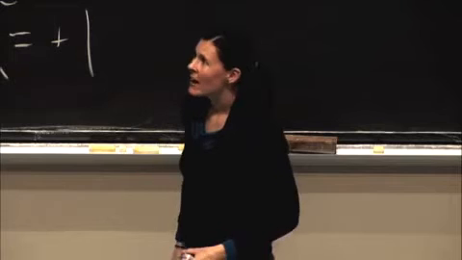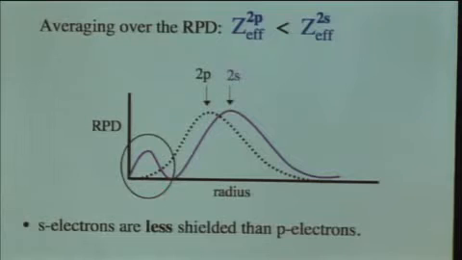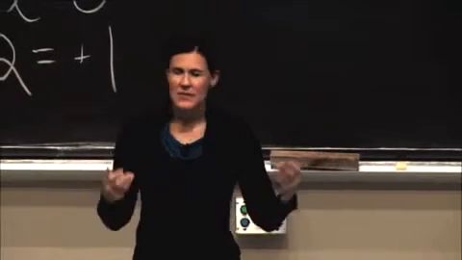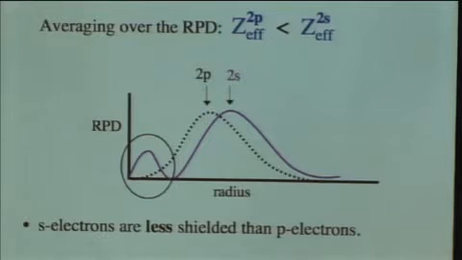And what we're actually talking about, again, is the Z effective. So the Z effective felt by the 2p is going to be less than the Z effective felt by the 2s. Another way to say this, I think it's easiest to look at just the fact that there's some probability density very close to the nucleus. But what we can actually do is average the Z effective over this entire radial probability distribution. And we find that the average of the Z effective over the 2p is going to be less than that of the 2s.